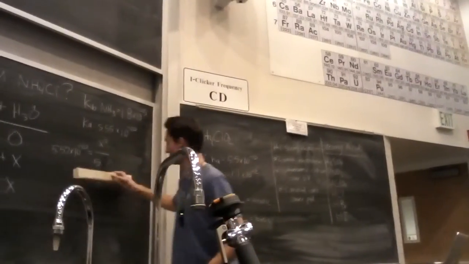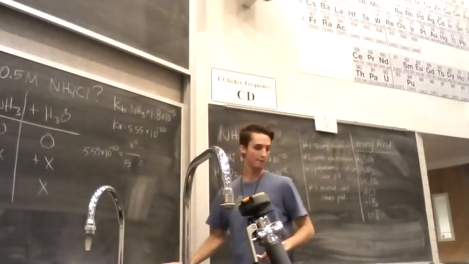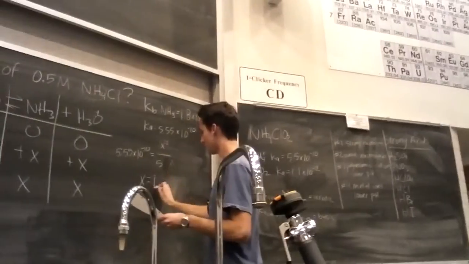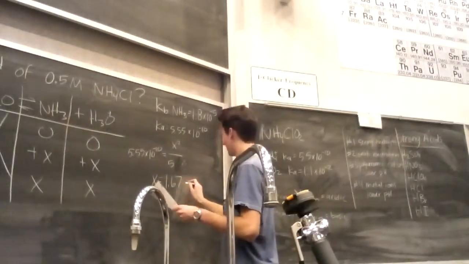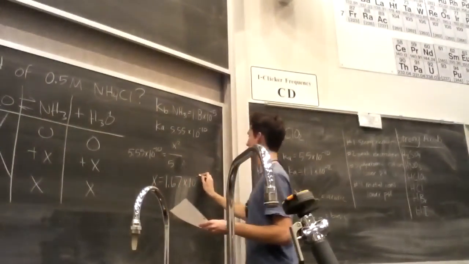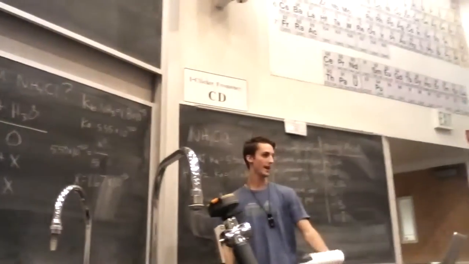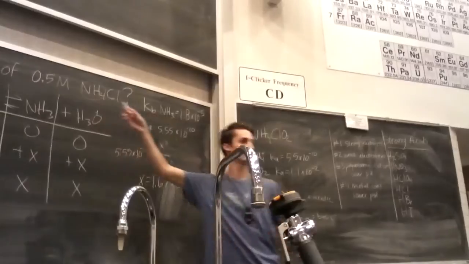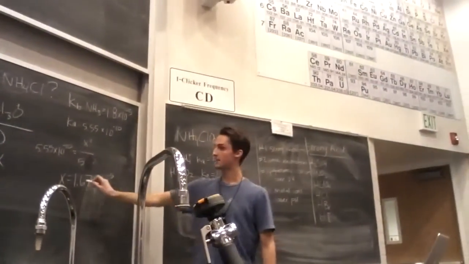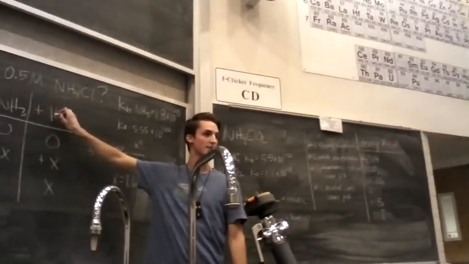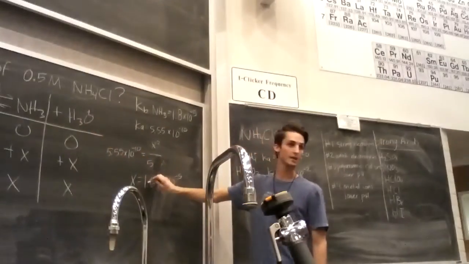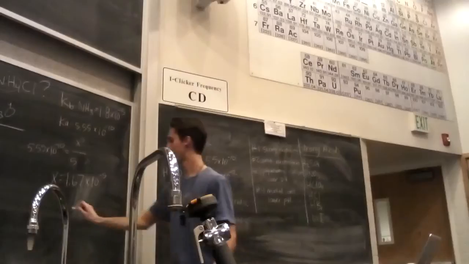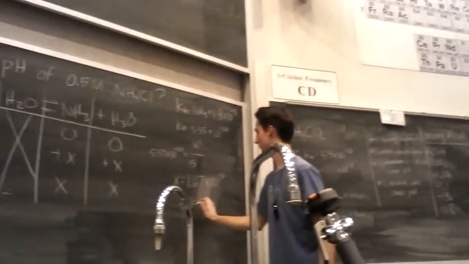So now when I continue on, I solve for X, and X equals 1.67 times 10 to the negative 5. Okay? And remember, I'm looking for the pH. How do I solve for pH? Right? This X is my hydronium ion concentration. So I take the negative log of this, and that will give me my answer. And the answer is 4.78.